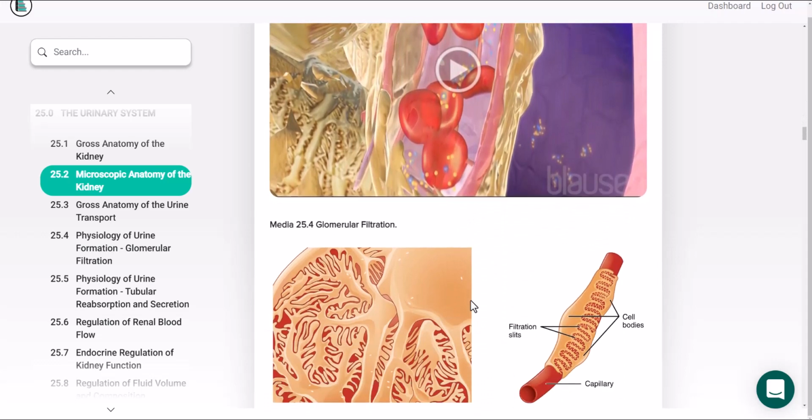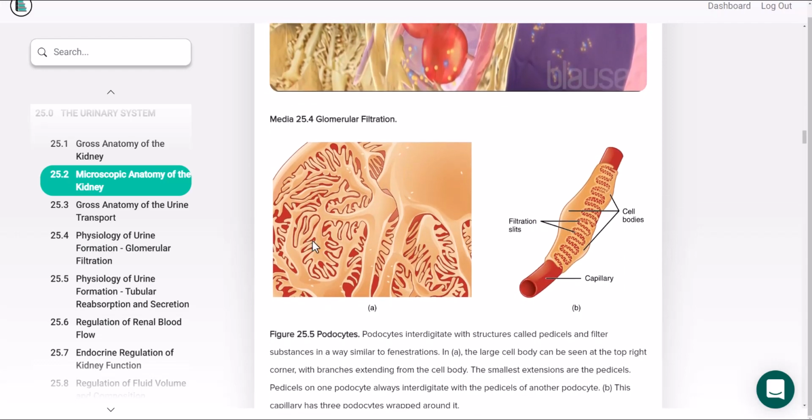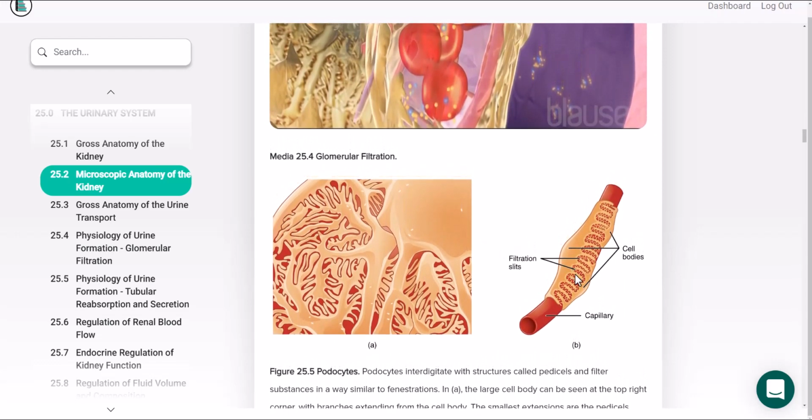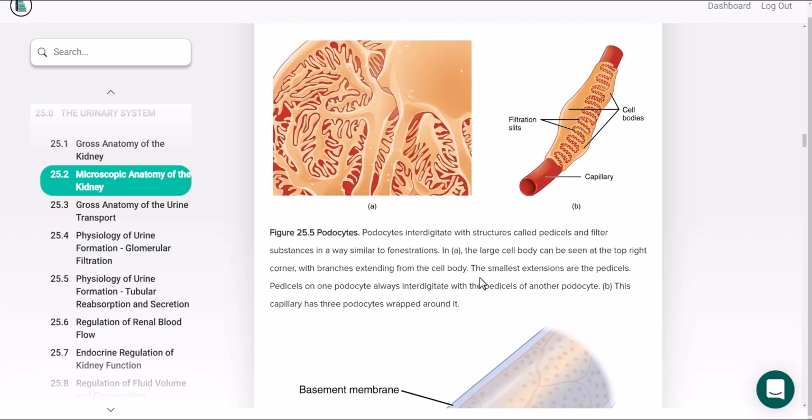Again, the videos will help you picture that. Here is a really cool rendition of the podocyte. So here's the nucleus, or the cell body of the podocyte, and you see these extensions. These extensions are called pedicels, and you see these finger-like extensions, right? And the interdigitation of these finger-like extensions, and you can see the filtration slits that are formed by those pedicels. So those are the podocytes.